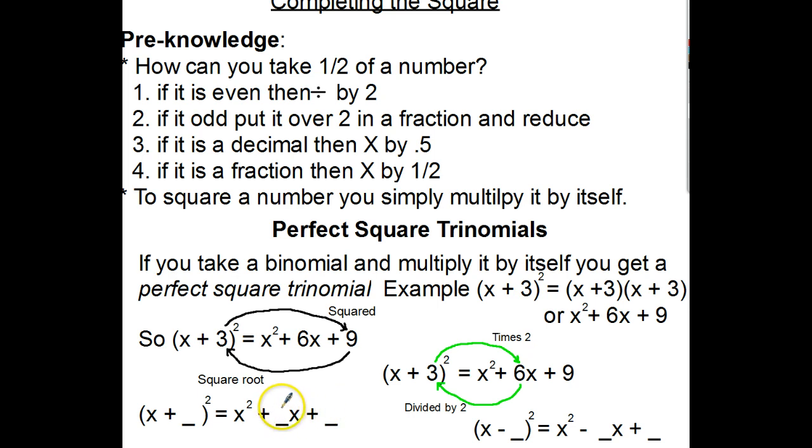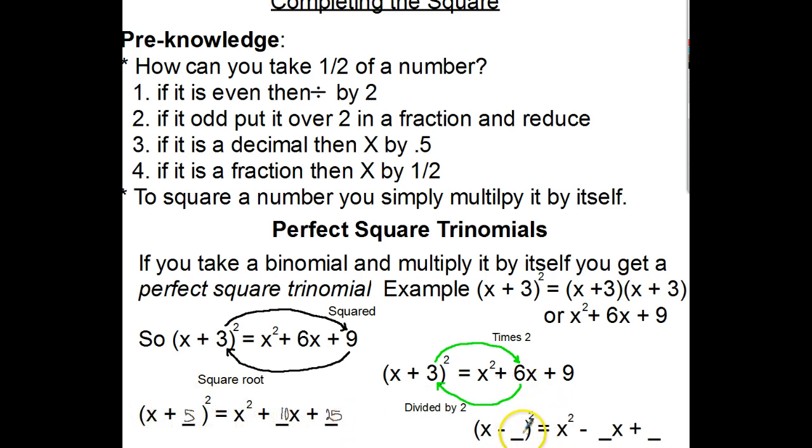So what if this number is, say, 10 here? What's the relationship between this number and this number here? Well, we take half of it, so this number would have to be 5. And then how could I get this number? Take the 5 and square it, and it would give me 25. So (x + 5) squared is going to equal x squared + 10x + 25 if you work it all out.